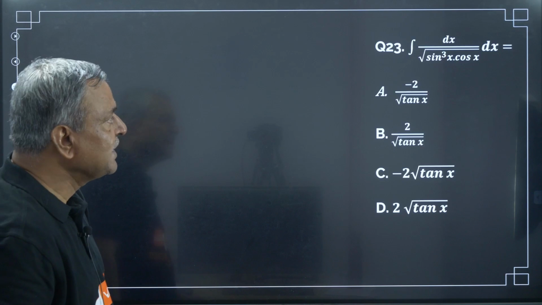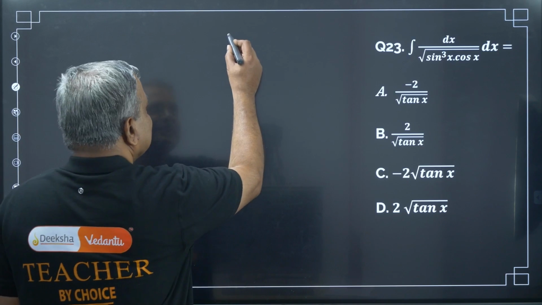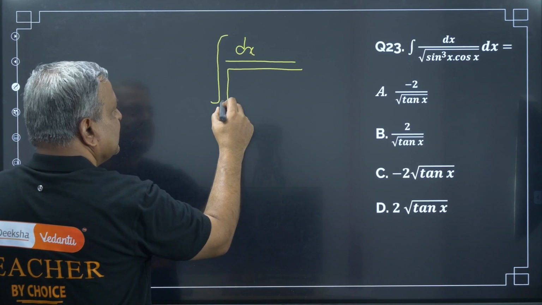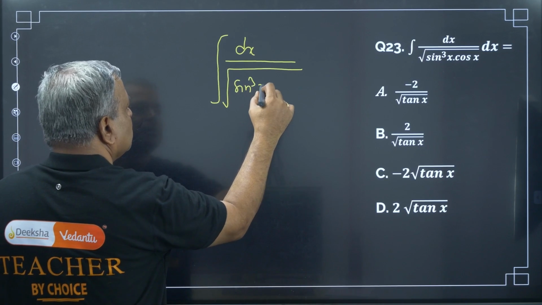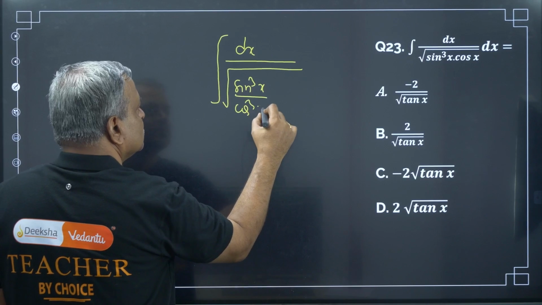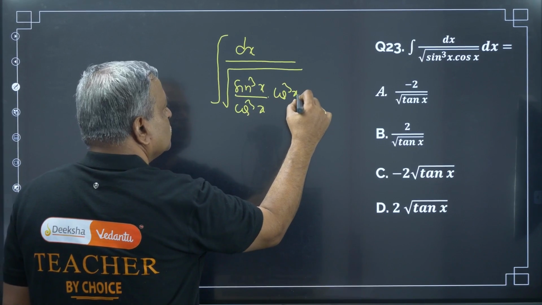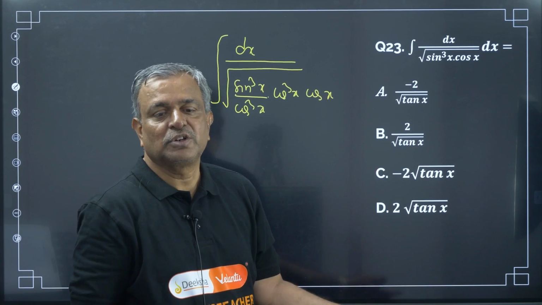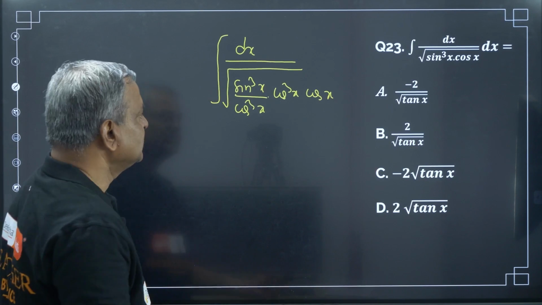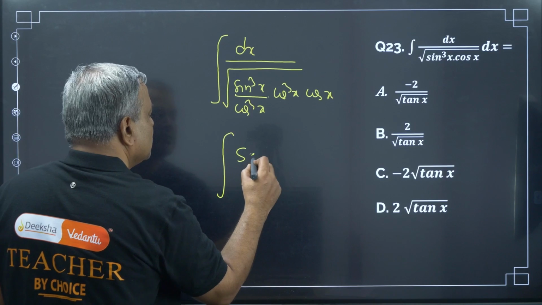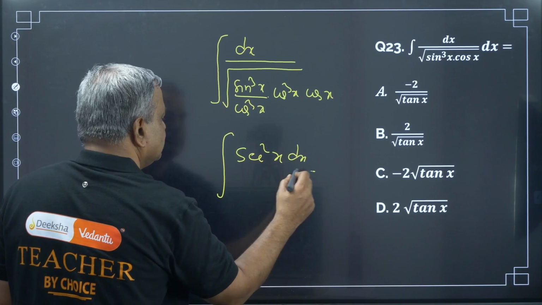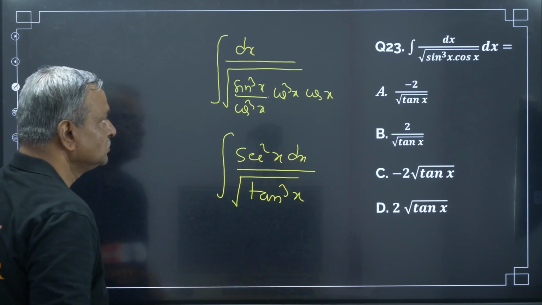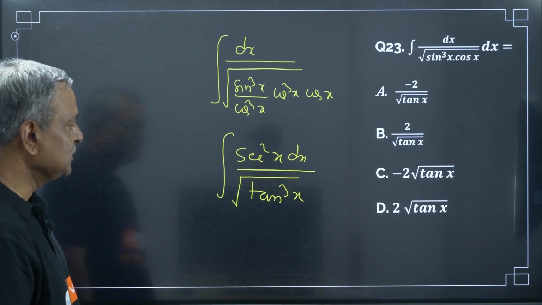Now it's a good problem again. So basically you have to find the integral of dx by cos cube x into cos x. This is a very standard question, so many times they ask it. How to get an idea? See, all the answers are in tan, which clearly indicates that you have to convert into tan. That's the indication. So this will give you secant square x dx by under root of tan cube x.